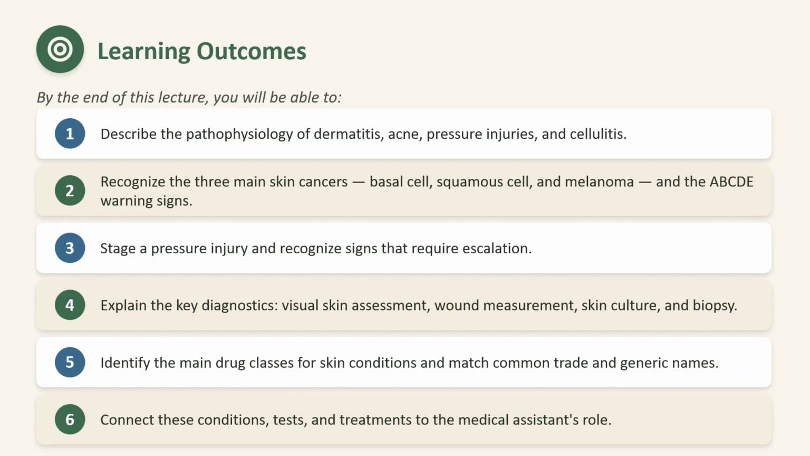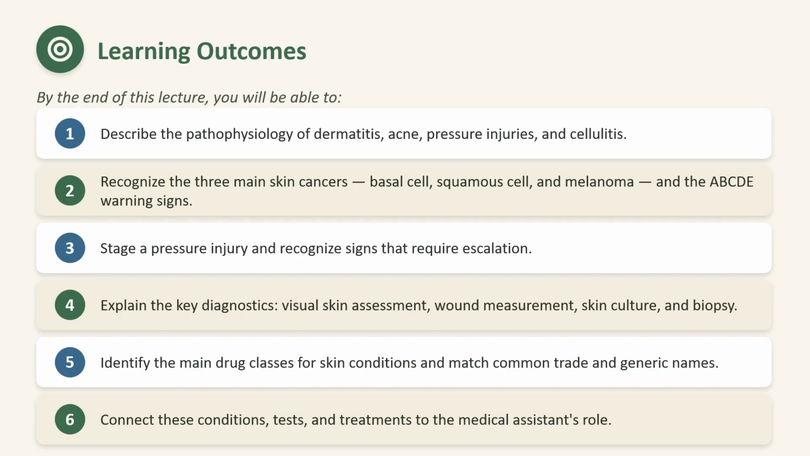Here's the roadmap for today through 6 outcomes. First, describe the pathophysiology, the underlying disease process of our 4 common conditions: dermatitis, acne, pressure injuries, and cellulitis. Second, recognize the 3 main skin cancers: basal cell carcinoma, squamous cell carcinoma, and melanoma. And learn the ABCDE checklist for spotting a suspicious mole.